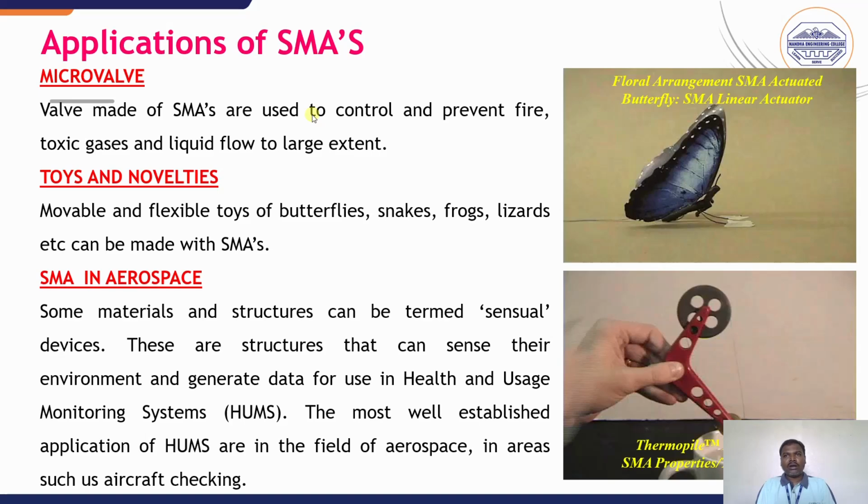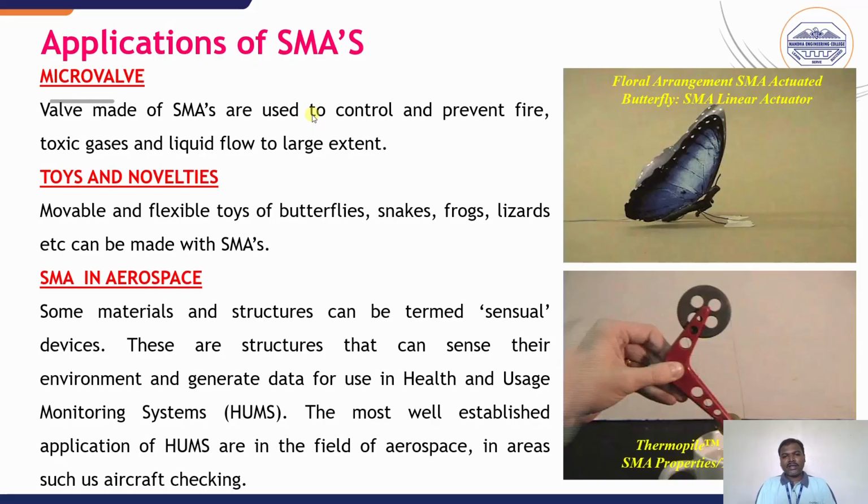In the micro valve, mainly valves made of SMA are used to control and prevent fire, toxic gases and liquid flow to a large extent. And apart from that, toys and novelties: we use it for different kinds of realistic toys. For example, the image shows a butterfly. You can see this butterfly looks natural, but it is an artificial butterfly made of SMA material. Not only this butterfly, but also snakes, frogs and other toys are made using this SMA material.